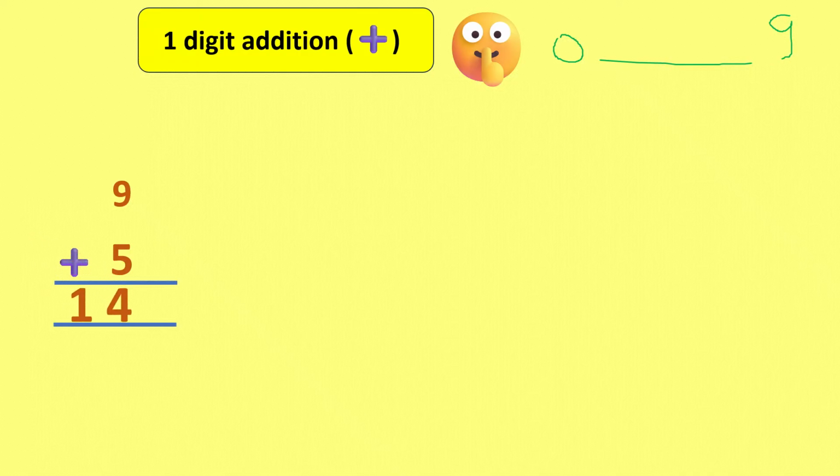If you don't want to draw dots, then what we do is keep the bigger number in your mind and take 5 steps forward. After 9 the first step is 10, then 11, then 12, then 13, then 14. So our outcome is 14.